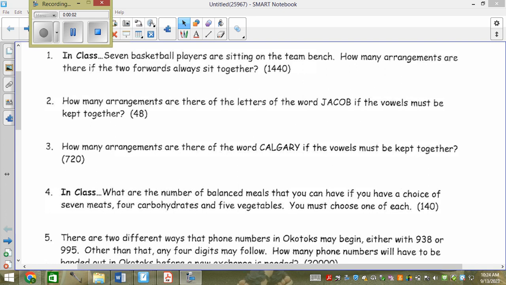Seven basketball players are sitting on a team bench. So if you're sitting them down, you're looking at them, you're arranging them, right? I wouldn't even have to write arrangements. How many arrangements are there if two forwards always sit together? So we have 7.